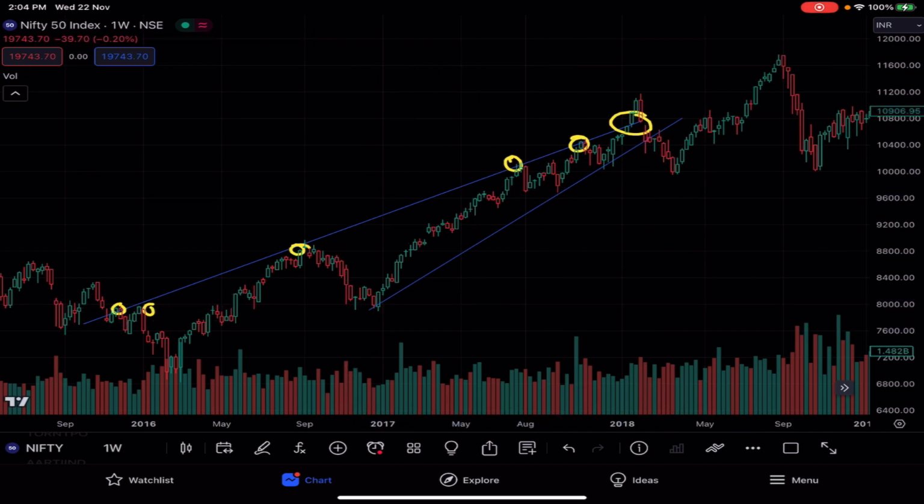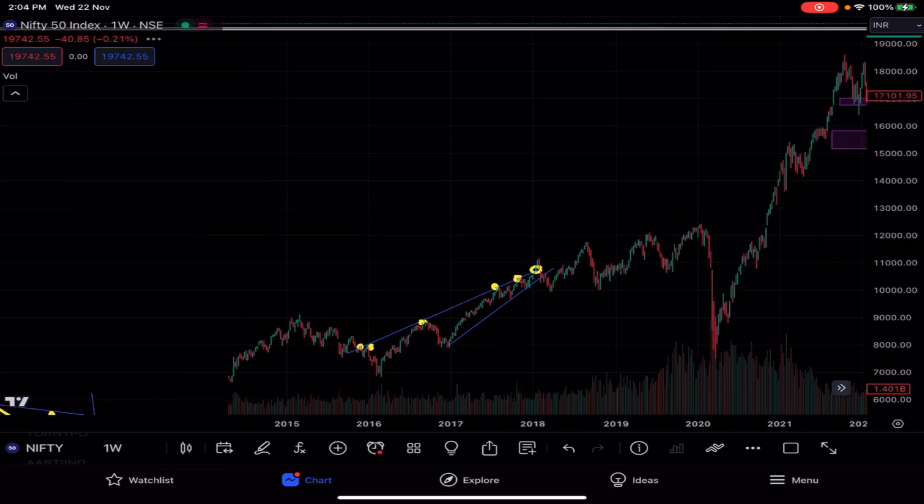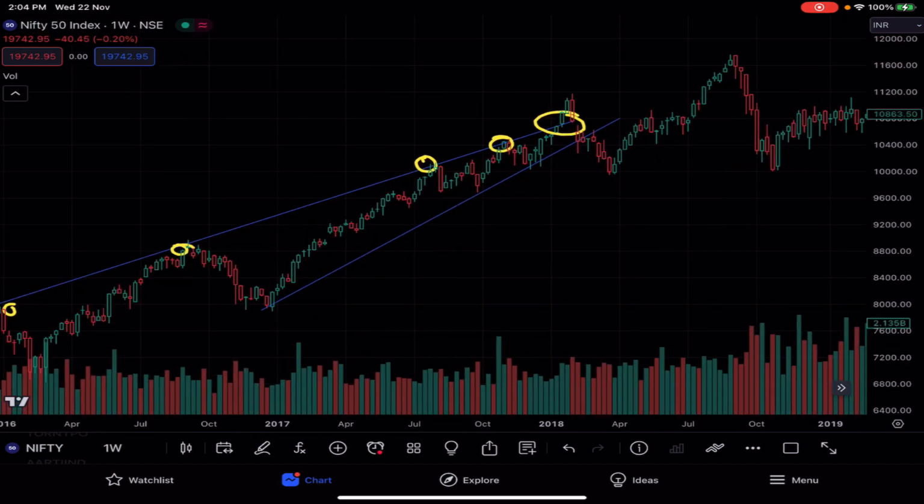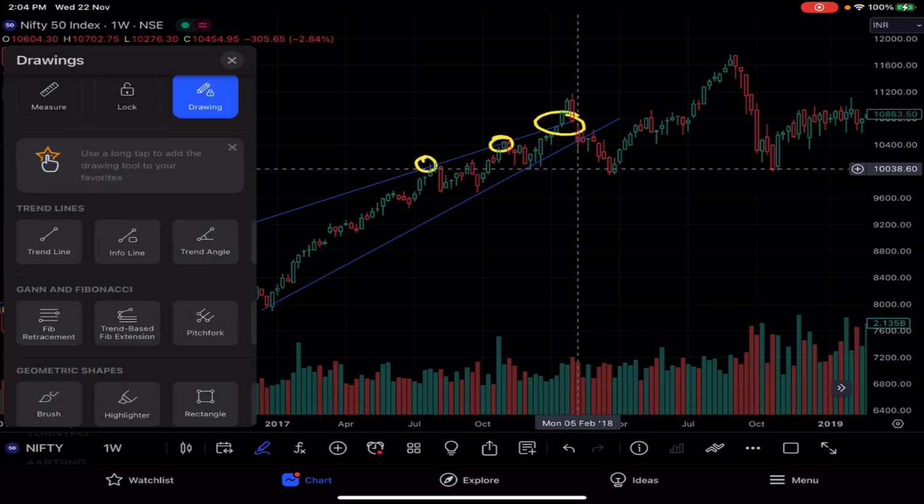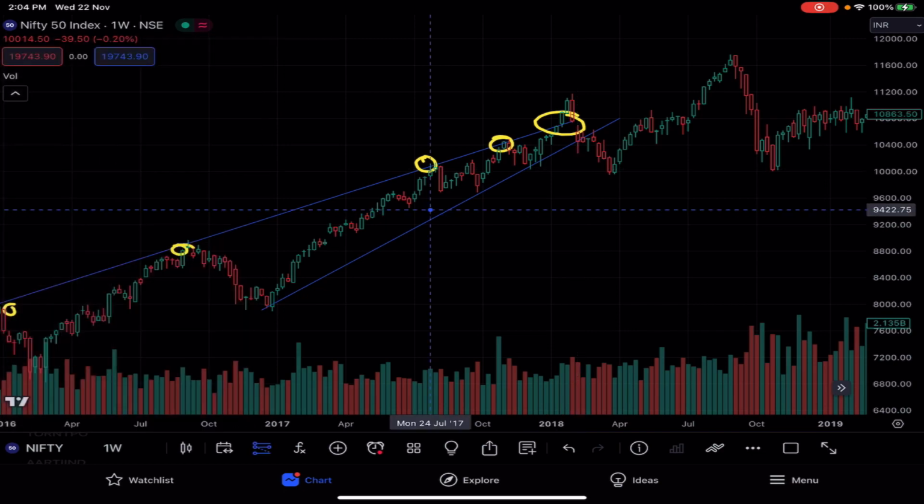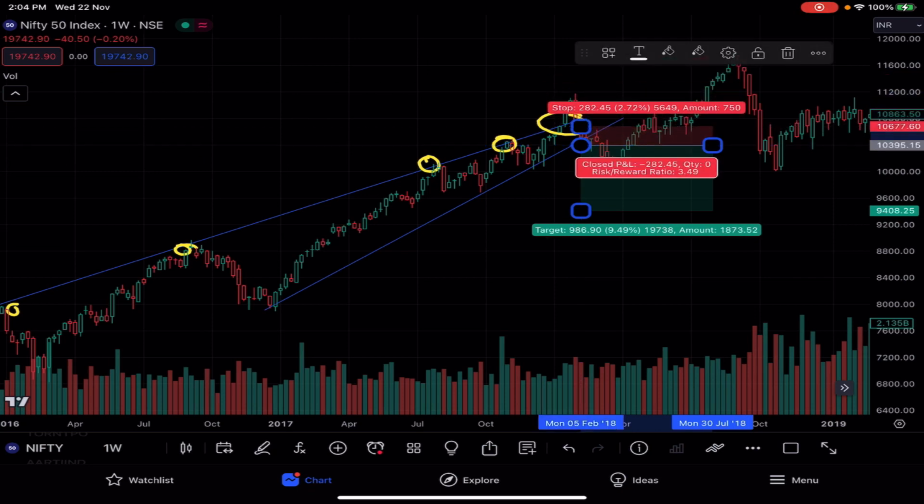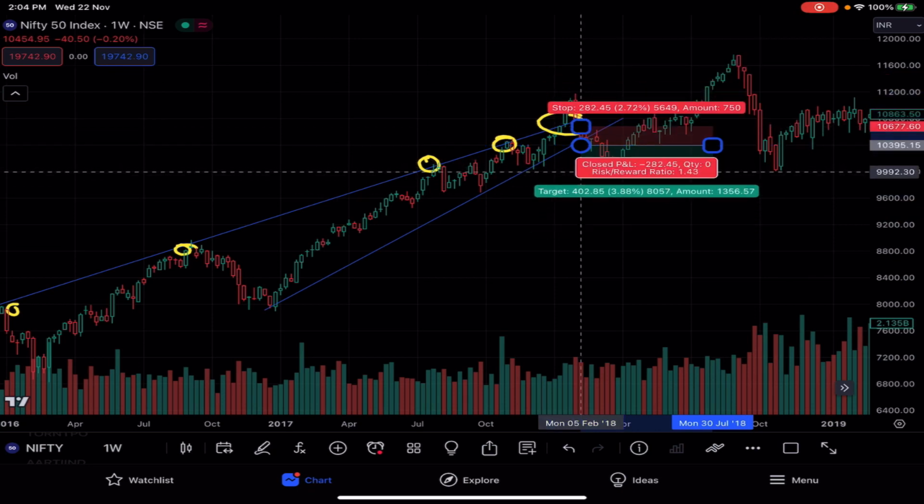So what would I do? This is a rising wedge. Since it's a rising wedge, I would want to enter when it breaks down. Okay, so initially, what was the trend? The trend was an uptrend, so I can assume that from here there can be a downtrend. So I would enter over here. Stop loss would be above the candle, and I would take 1:2.